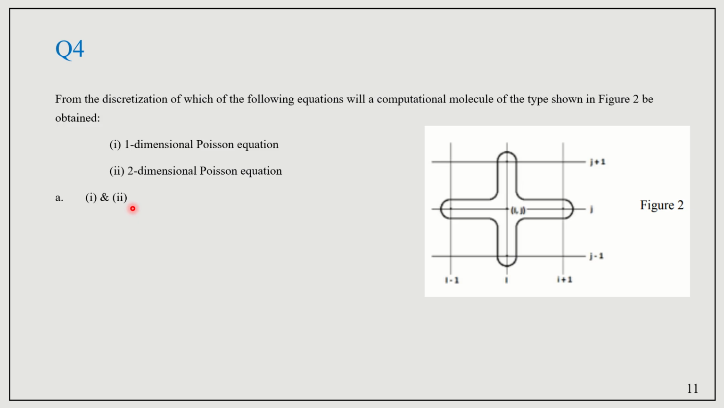So now we'll see the options first. Option A, 1 and 2, option B, 2 only, option C, 1 only, option D, none of the above. So options A and C are false, and we need to choose one between B and D. So if we talk about Poisson equations, it has dou square f by dou x square plus dou square f by dou y square. When expanded it will give rise to this structure actually. So the answer is option B.